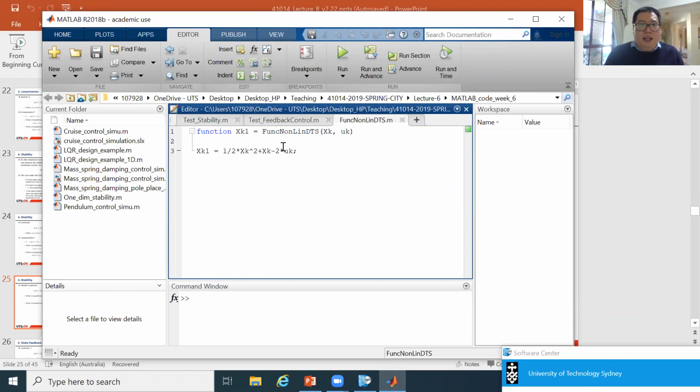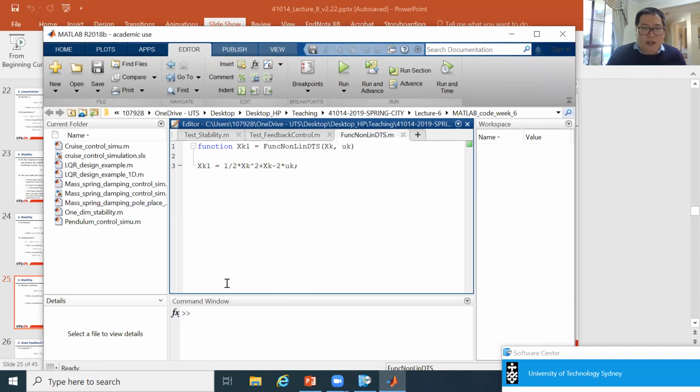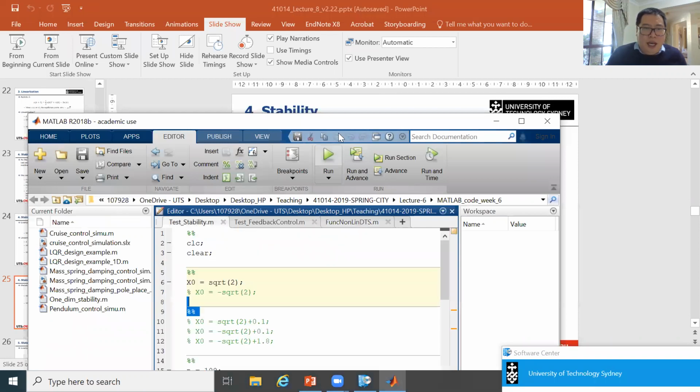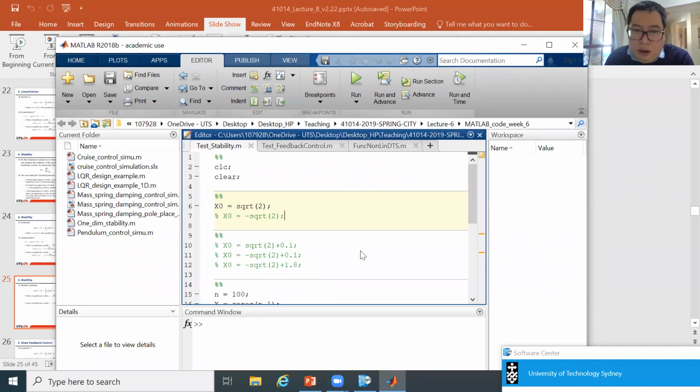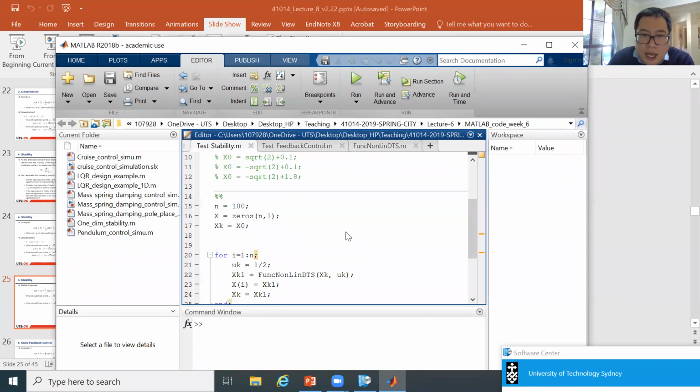this is the nonlinear function. This is the nonlinear system we have there, right? This is the nonlinear function we have here. And if we choose the equilibrium point as square root of 2, which is unstable, then let's plot what we have for the state.